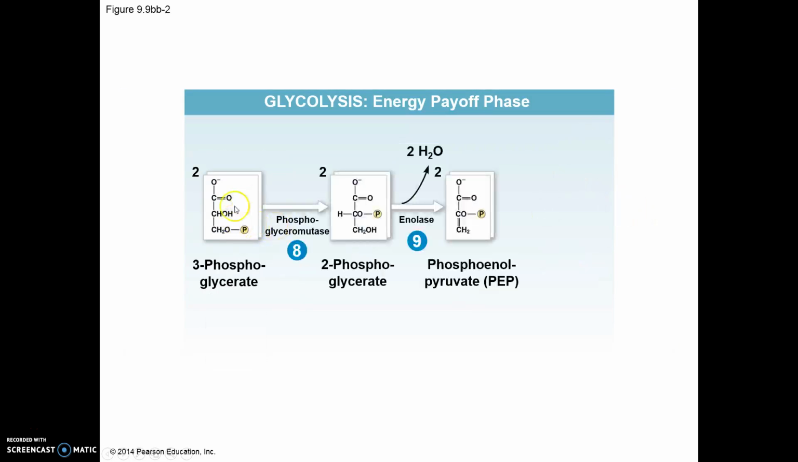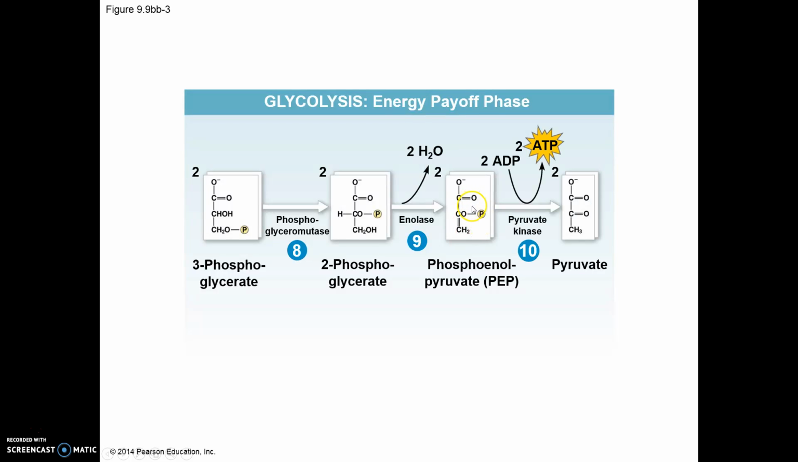We can then subtly rearrange it, take a water molecule off, and produce another high energy compound. So here we have a phosphate group attached to a carbon that has a double bond. That is also an unstable scenario. It wants to get rid of that phosphate. We can utilize that to create another set of ATP. And we're getting two because we have two of these molecules. It's happening to each one, right? And what we end up with is two molecules of pyruvate.